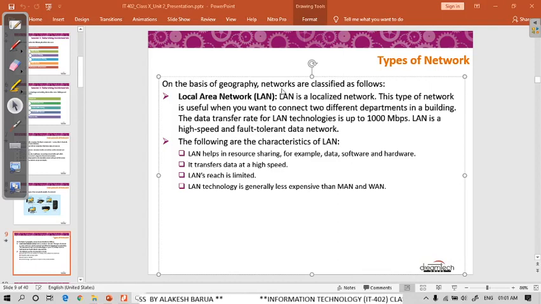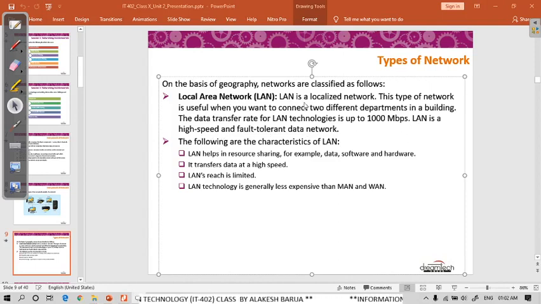So on the basis of geography, networks are classified like local area network. Now what is a local area network? A local area network is a localized network. It is useful when you want to connect two different departments in a building. Data transfer rate is 1000 Mbps. Nowadays a local area network has 1 Gbps or 10 Gbps, that is known as 10 gig LAN. LAN is a high speed and fault tolerant data network.